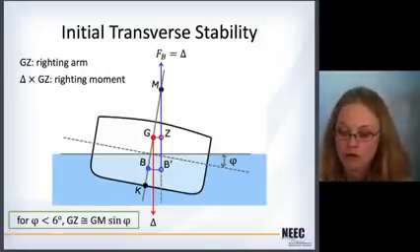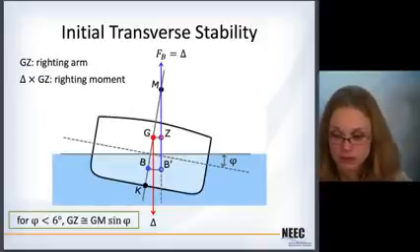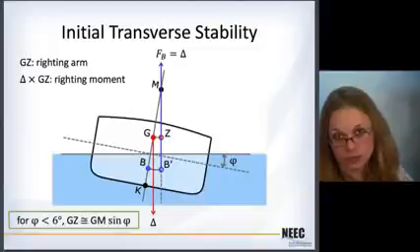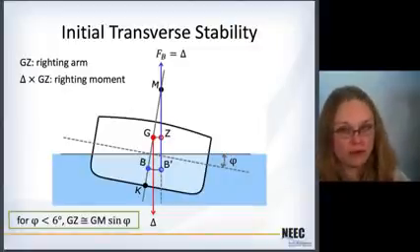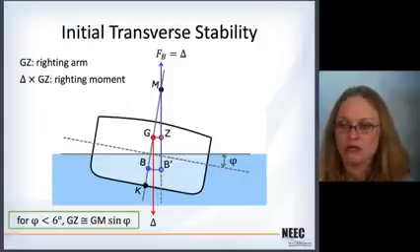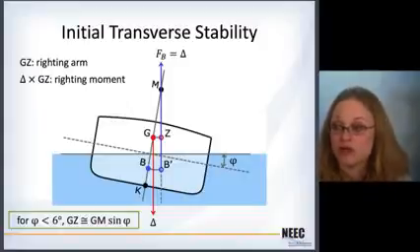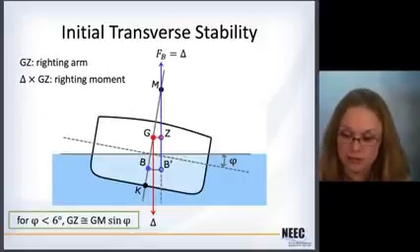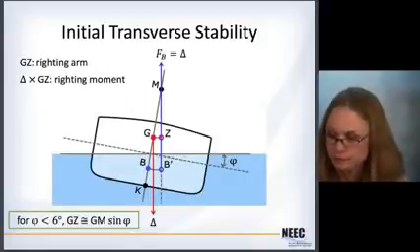Now for small angles, like up to maybe 6 degrees, GZ is actually equal to GM times the sine of phi, which is the angle of heel. So you can imagine how if you can calculate GM, then for small angles you can know GZ, which is your righting arm. So there is your measure. GM is your measure of initial transverse stability here. GM is what you're trying to get to.